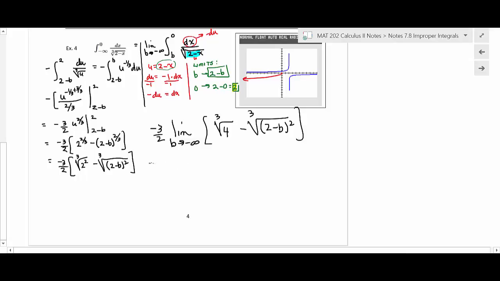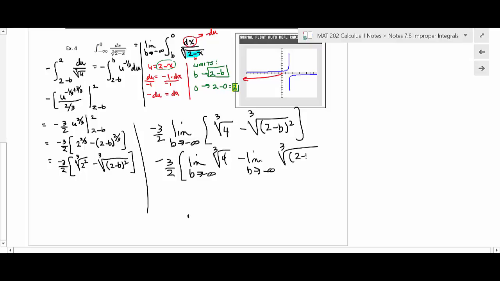Okay, so what I'm going to do is write this as negative 3/2, and then you're going to do the limit as b goes to negative infinity of that constant. We know what that is. Then we're going to do the limit as b goes to negative infinity of this cube root. So that's what we've got to focus on. All right, so we have negative 3/2. What's the limit of that constant? That's just that constant.